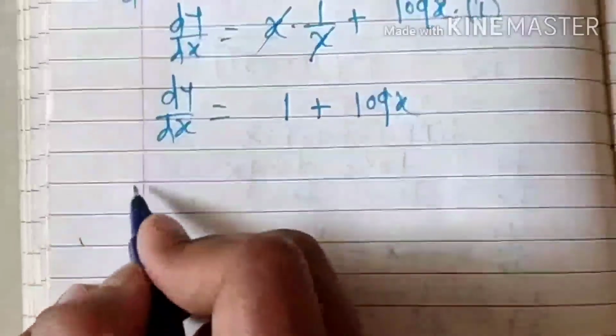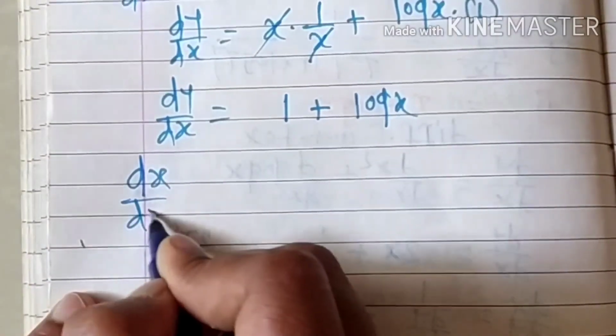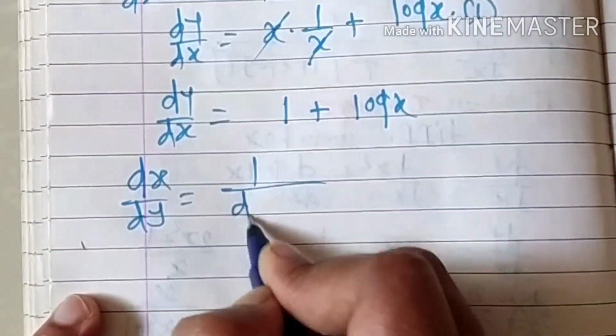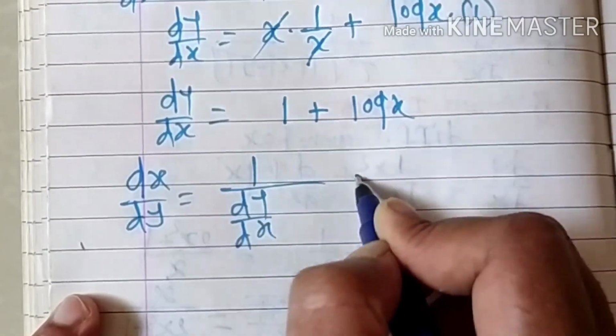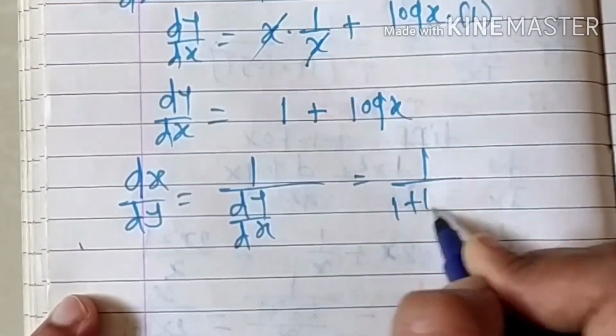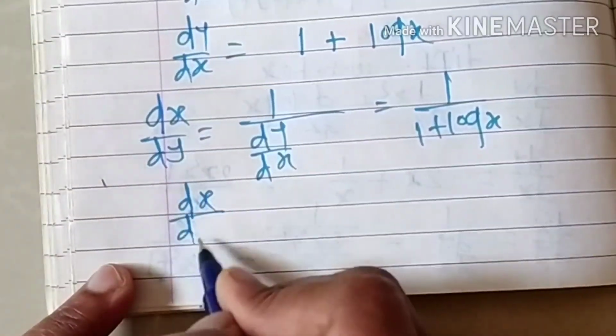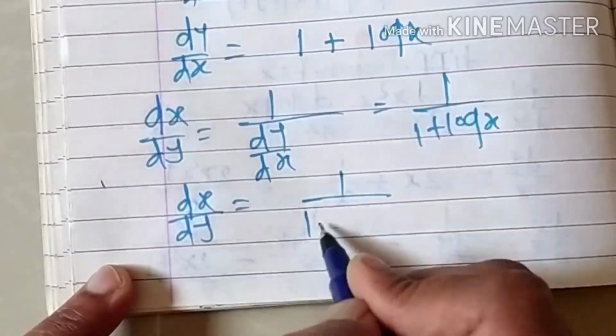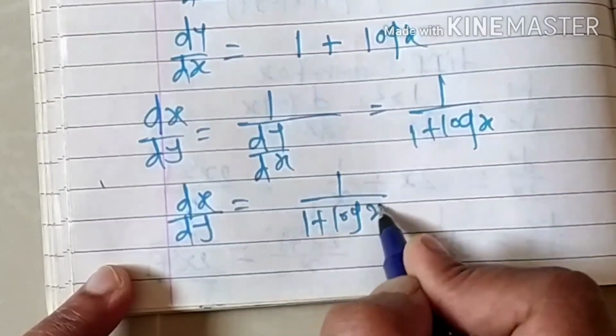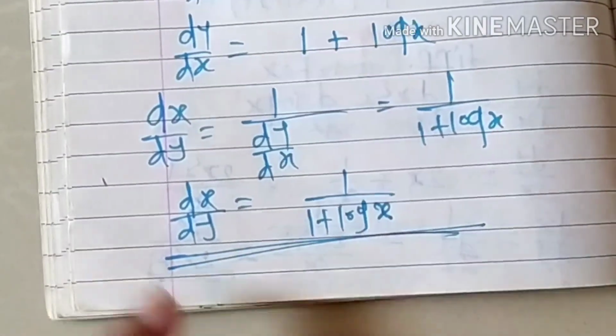But we want dx upon dy, then dx upon dy is equal to 1 upon dy by dx, which means 1 upon 1 plus log x. Therefore dx upon dy is equal to 1 upon 1 plus log x, which is the value of the derivative.